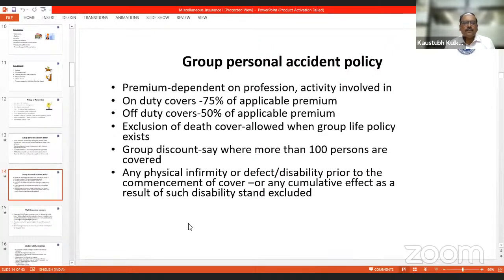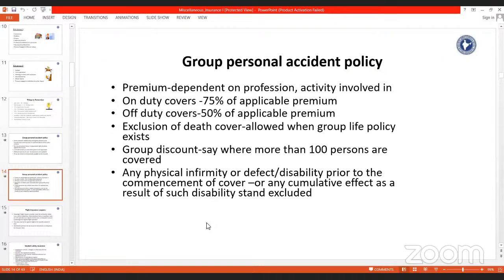There are on-duty covers as well as off-duty covers. According to on-duty or off-duty, the applicable premium will be reduced to a certain percentage. When we give on-duty covers under group personal accident policy, the coverage is restricted to any accident while the person is on duty only. So in case of any accidental claim while on duty, the claim will be given by the company. In the same way, for off-duty covers, the coverage is restricted to when the person is off duty from his regular assignments. Here, the percentage of applicable premium is also given.